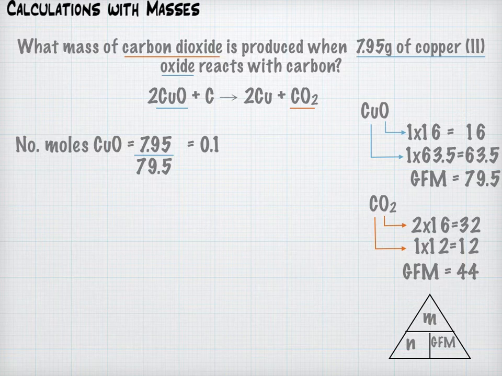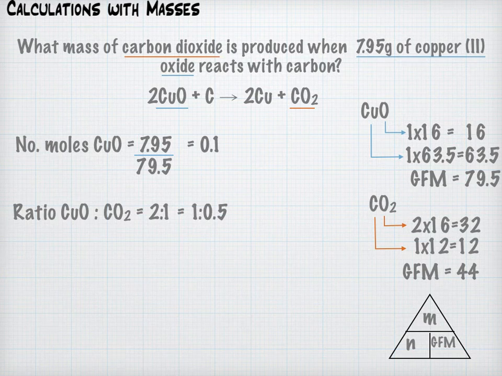Now, if we look at the equation, the ratio of copper oxide to carbon dioxide is 2 to 1. So however many moles of copper oxide I start with, I'll wind up with half that number of moles of carbon dioxide. Okay?